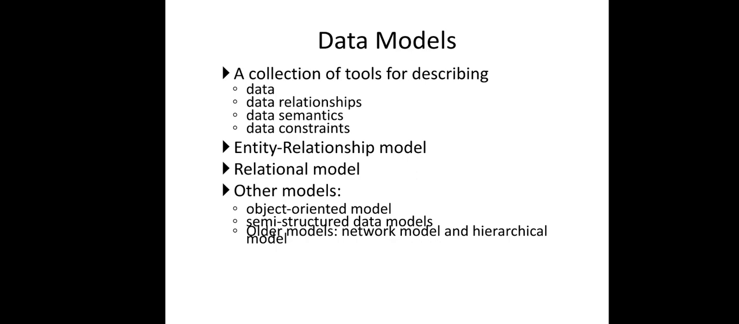For understanding a data model, first of all, we have to see what are the tools used with the data model. The tools like data relationship, semantics of data, and constraints of data. For representing these tools, we use different types of models like entity relationship model, relational model, and other models like object oriented model, semi structured data model, network model, and hierarchical model.